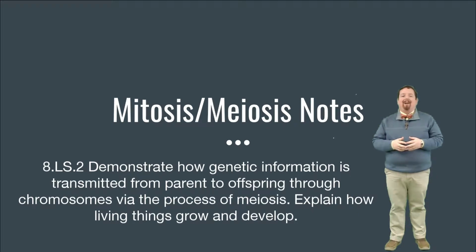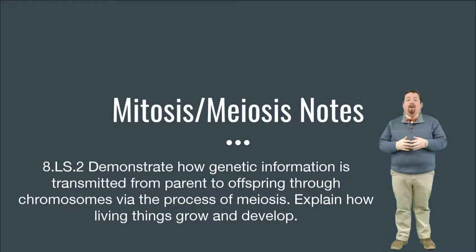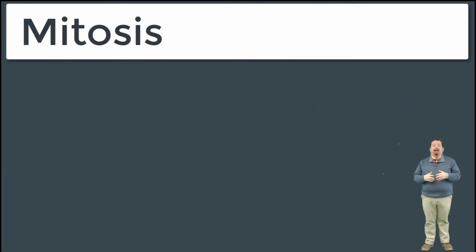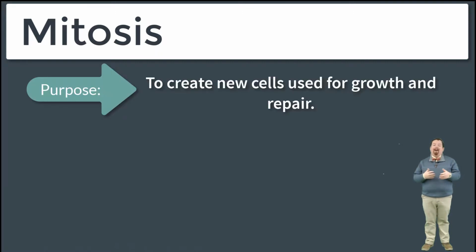Hi folks, today we're going to learn about mitosis and meiosis, which are two different types of cell division that occur in our bodies. The purpose of mitosis in our bodies is for growth and repair. So as we are growing, or anytime that we damage any of our cells and we need to make new ones, we go through the process of mitosis to get those new cells.